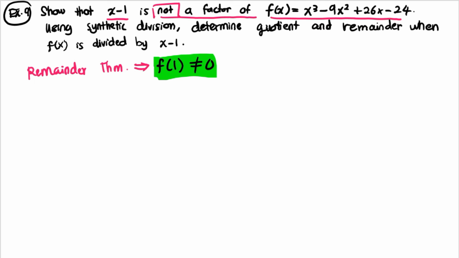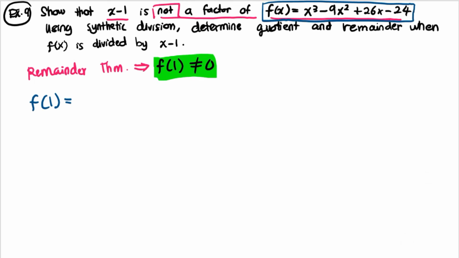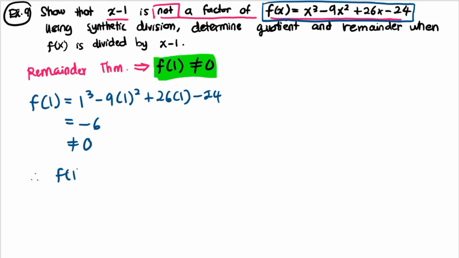So we start by substituting f(1). You just need to plug in the value 1 at the variable x. So you have 1 to the power of 3 minus 9 multiplied by 1 squared plus 26 multiplied by 1, minus 24. Therefore, you will have the value negative 6. You know that negative 6 is not equal to 0. So we've shown that f(1) is not equal to 0, by the factor theorem.